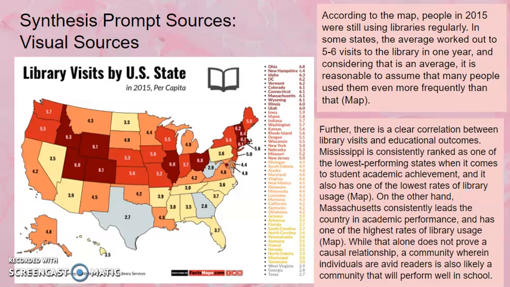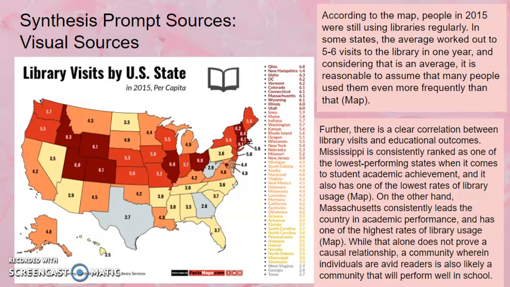Or I could say something like, further, there is a clear correlation between library visits and educational outcomes. Mississippi is consistently ranked as one of the lowest performing states when it comes to student academic achievement, and it also has one of the lowest rates of library usage. Citation. On the other hand, Massachusetts consistently leads the country in academic performance and has one of the highest rates of library usage. Map. While that alone does not prove a causal relationship, a community wherein individuals are avid readers is also likely a community that will perform well in school.